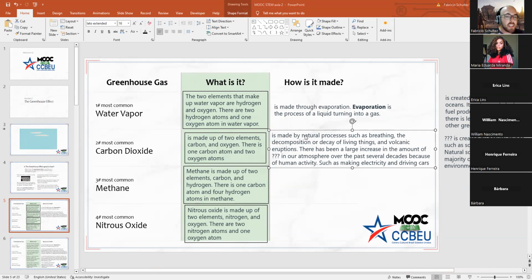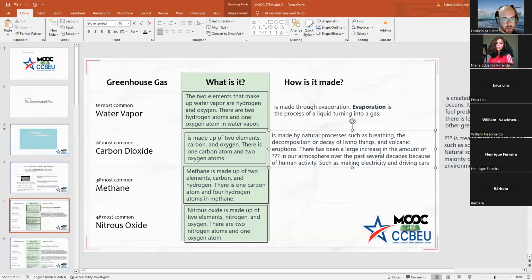It's made by natural processes such as breathing. We know this, right? When you breathe out, you expire a lot of carbon dioxide. Also, the decomposition or decay of living things. And also volcanic eruptions or volcanic activity. Nice. So it's normal, it's part of life on Earth.